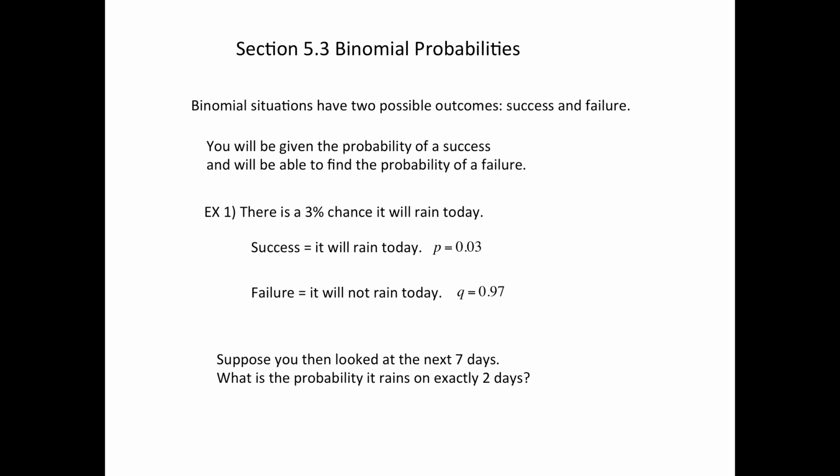Okay, then the idea is, now suppose you look at the next 7 days. So based on this information of 3% chance, suppose that applied for the whole week, then what's the probability that it rains on exactly 2 days? That's where we're headed, but we've got a little bit of work to get there.